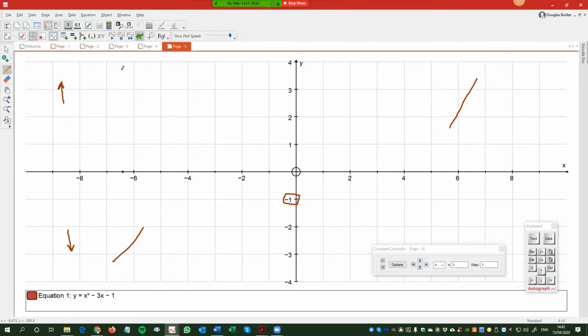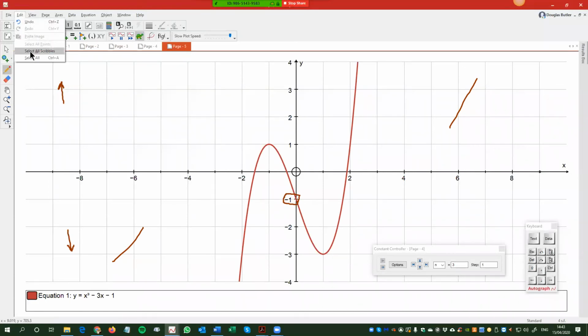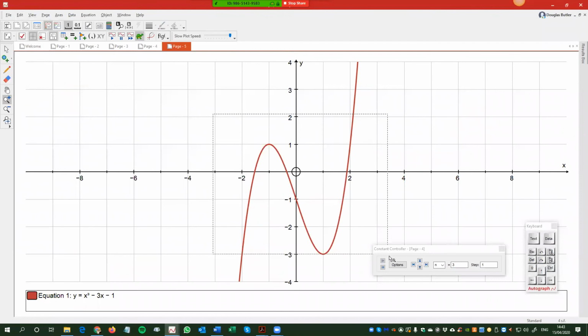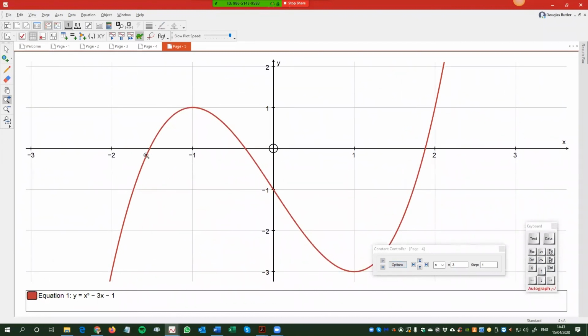Okay, take the brakes off. See how right we were. Ooh, well, we've got the sort of basics of it, right? So edit, select all scribbles, and delete. So what is so special about this? I'm not too bothered about equal aspect, so I'm going to just spread it out a bit. That's better. Okay, so the maximum is at minus 1.